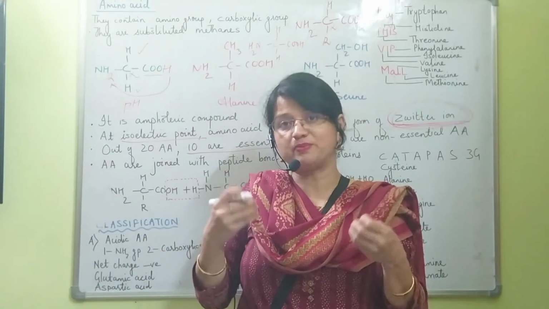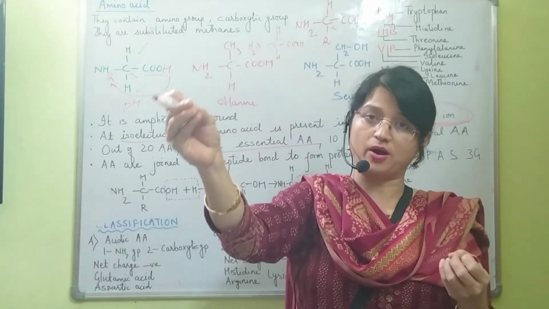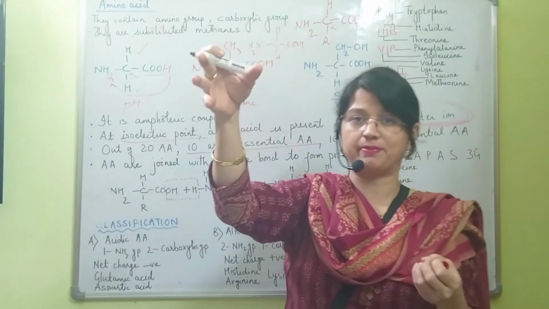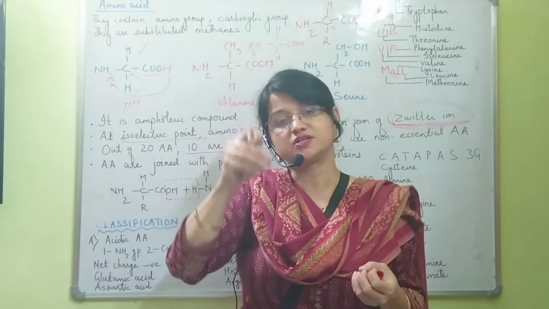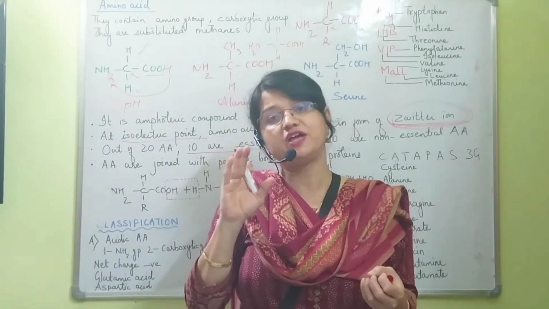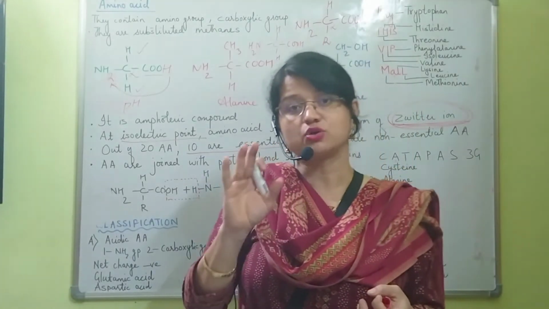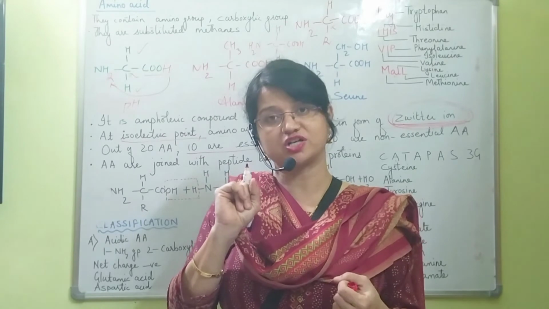But those which are not being made in our body and which we have to take from outside, either from animal or by plant, will be called essential amino acids. So there are 10 essential amino acids, and we have to remember the names of these 10 essential amino acids. So what are those 10 essential amino acids?